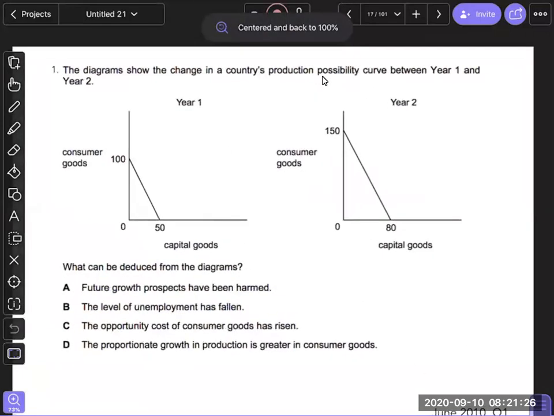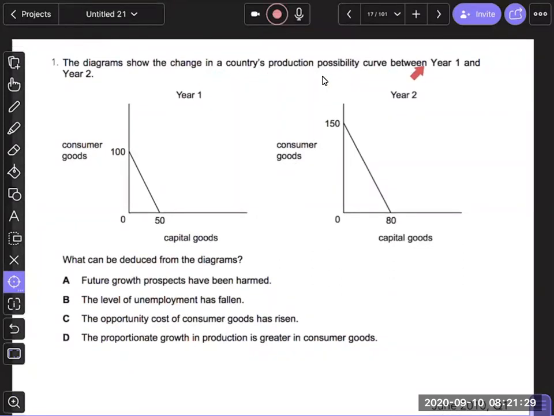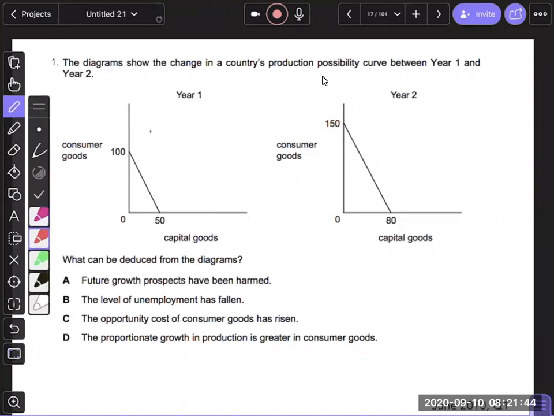The diagram shows the change in a country's production possibility curve between year 1 and year 2. So you can see these are 2 years. If I ask you to find the opportunity cost for year 1 and for year 2, can somebody do that for me? If you want to find the opportunity cost, remember opportunity cost is the slope. Slope is equal to rise over run, which is 100 over 50, or change in y over change in x to make it simple. In fact, 100 over minus 50, if you are going from 50, 0 to 0, 100, so that is going to be minus 2.